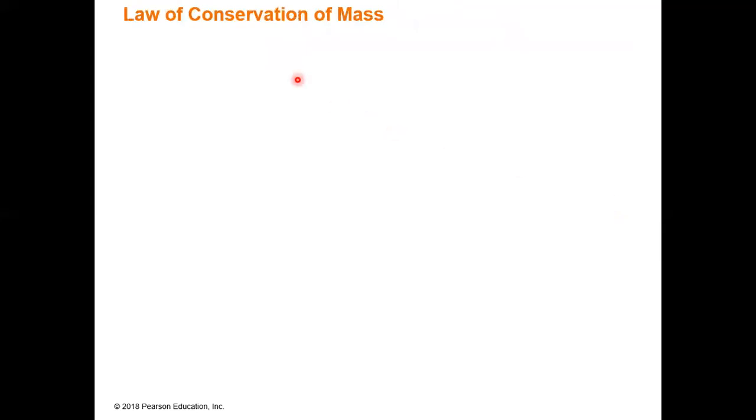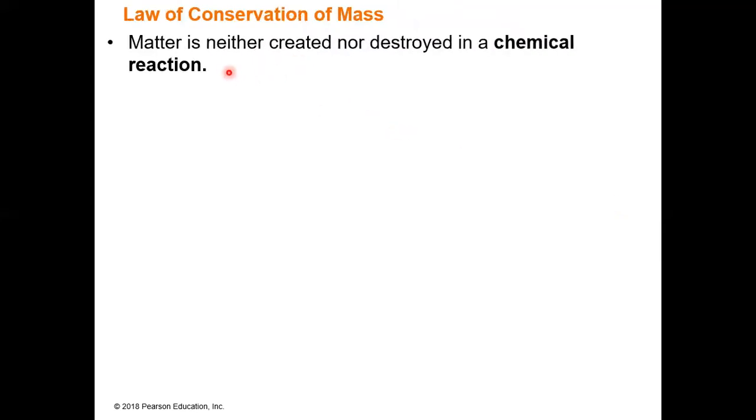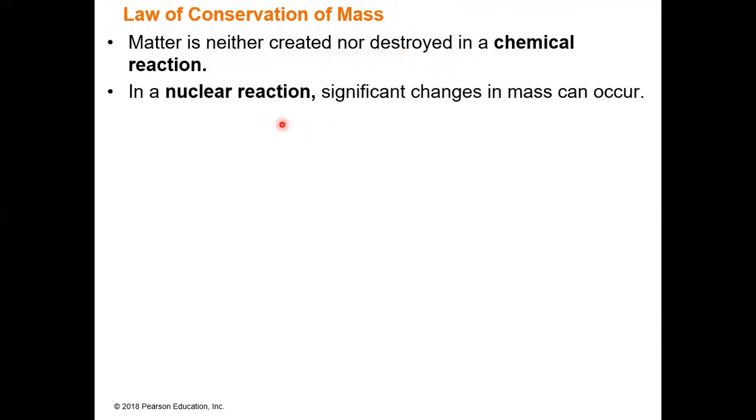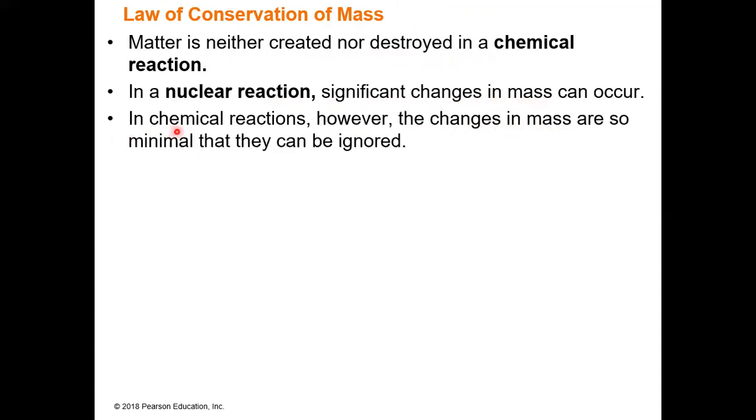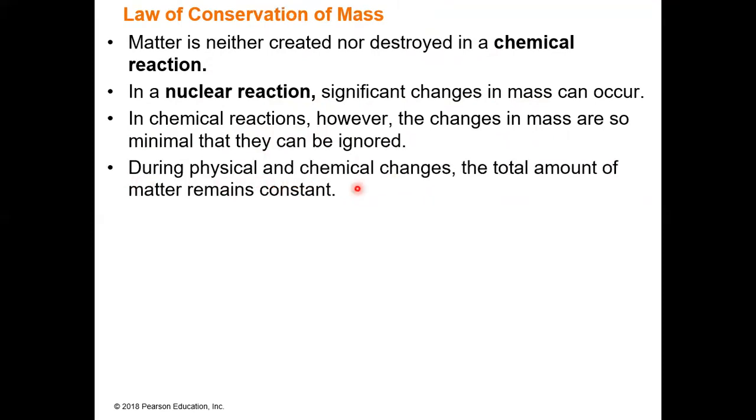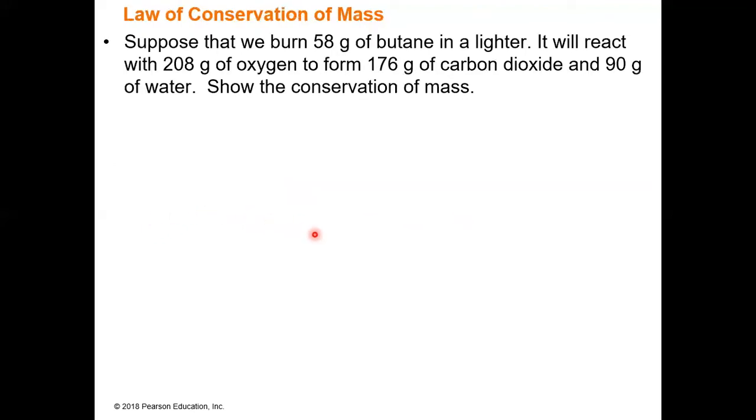The law of conservation of mass. Matter is neither created nor destroyed in a chemical reaction. In a nuclear reaction, significant changes in mass can occur. In chemical reactions, however, the changes in mass are so minimal that they can be ignored. During physical and chemical changes, the total amount of matter remains constant. Law of conservation of mass.